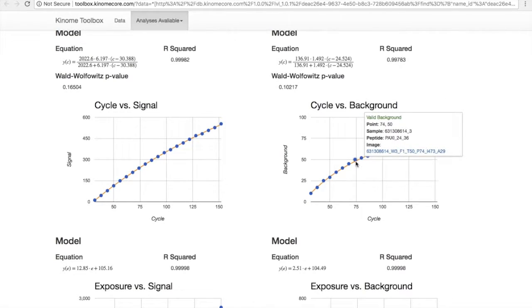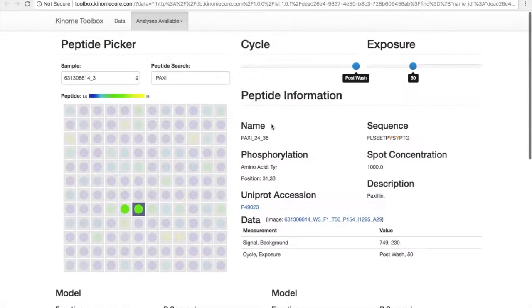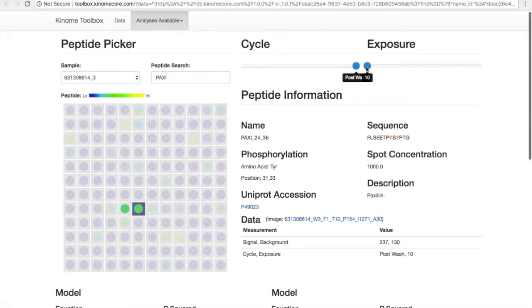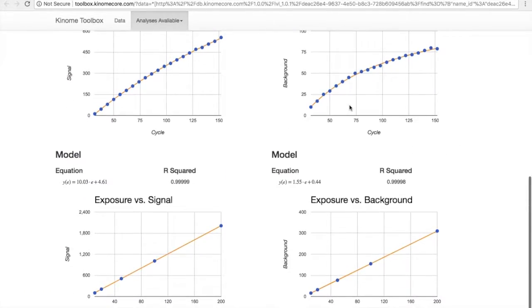In this curve, all of these values are the fluorescence of a specific spot for background and for signal, taken at a specific exposure time of 50 milliseconds. However, for this particular experiment, we also took all of these pictures at 20 milliseconds and at 10 milliseconds. And so what we can do is take all of these values together, similar to how we talked about the post-wash, and we can scroll down and look at a specific cycle. So we can look at cycle 140.